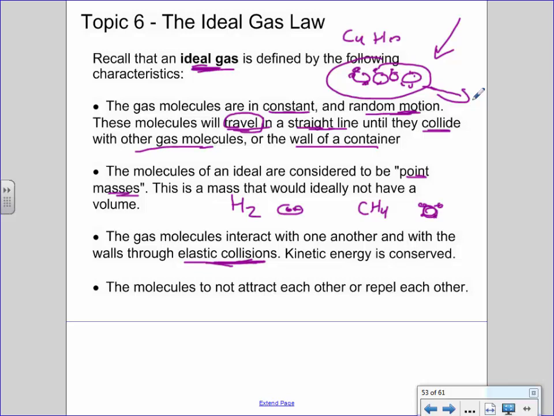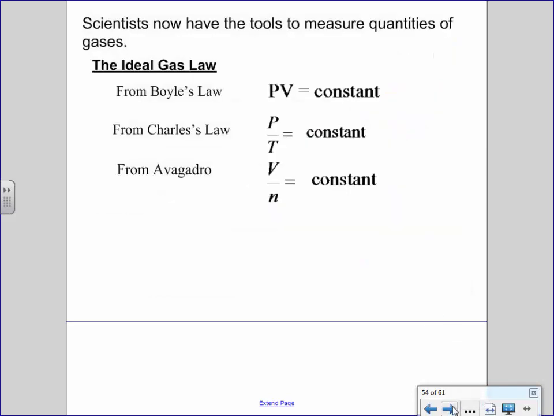You don't have a gas, you now have a liquid, or eventually a solid. And then finally, particles should never attract or repel each other. So these were ideal particles. Well, scientists eventually started putting a lot of the clues that I've been showing you together over time. And I want to talk about 3 that we've learned.